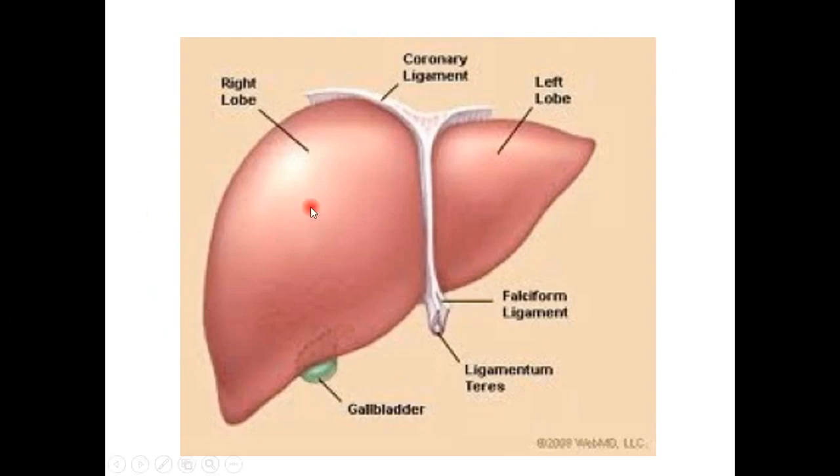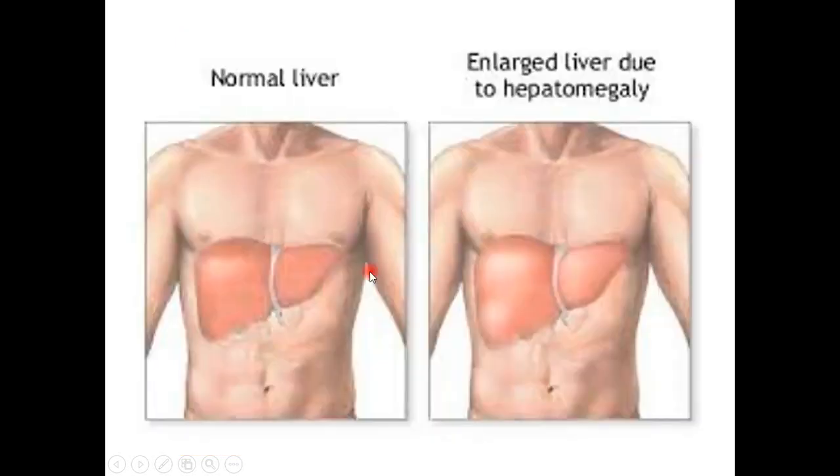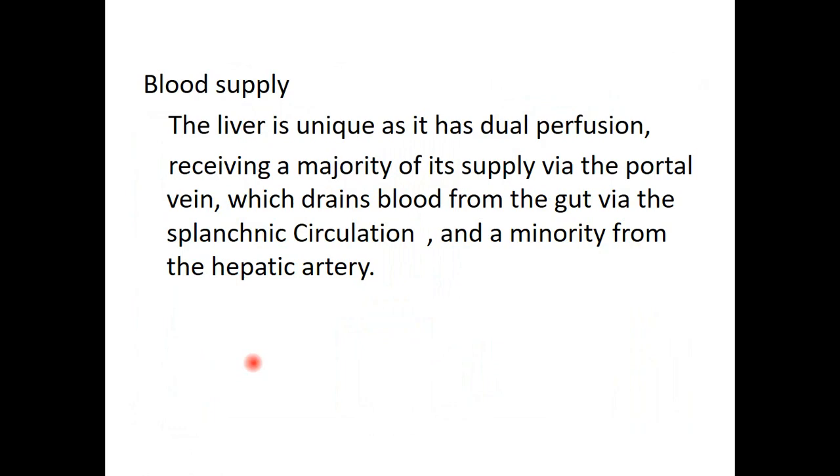As you know, the liver is composed of two lobes. The right lobe, this is the right lobe, and the left lobe of the liver, and it is divided by this falciform ligament. And this is the situation of the liver in the body. As you could see here, the right lobe and the left lobe, and you can palpate it during general examination of the abdomen.